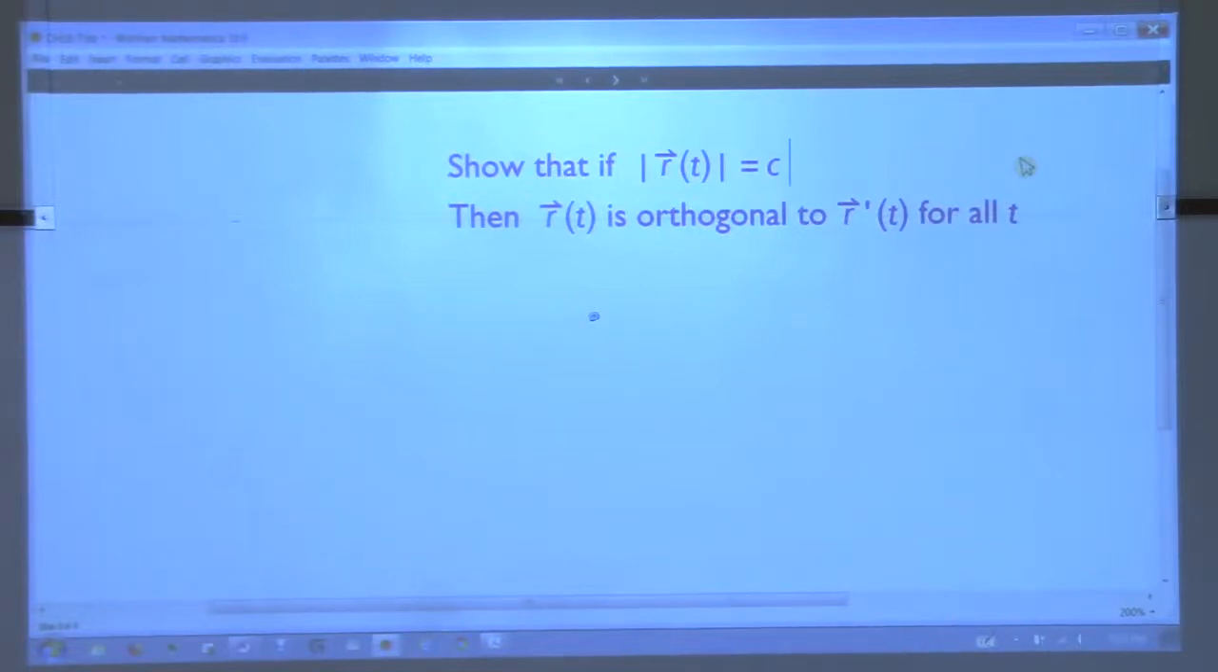You can ask questions if you want, or I'm going to let you just sit there and ponder it for a moment. What do you see as the big difference between this and the problem before? I don't tell you what R of t is, right? I only give you a property of R of t, and that is that its magnitude is constant. That's the only thing you know, right? Okay. So think about it, and then I'll let people.